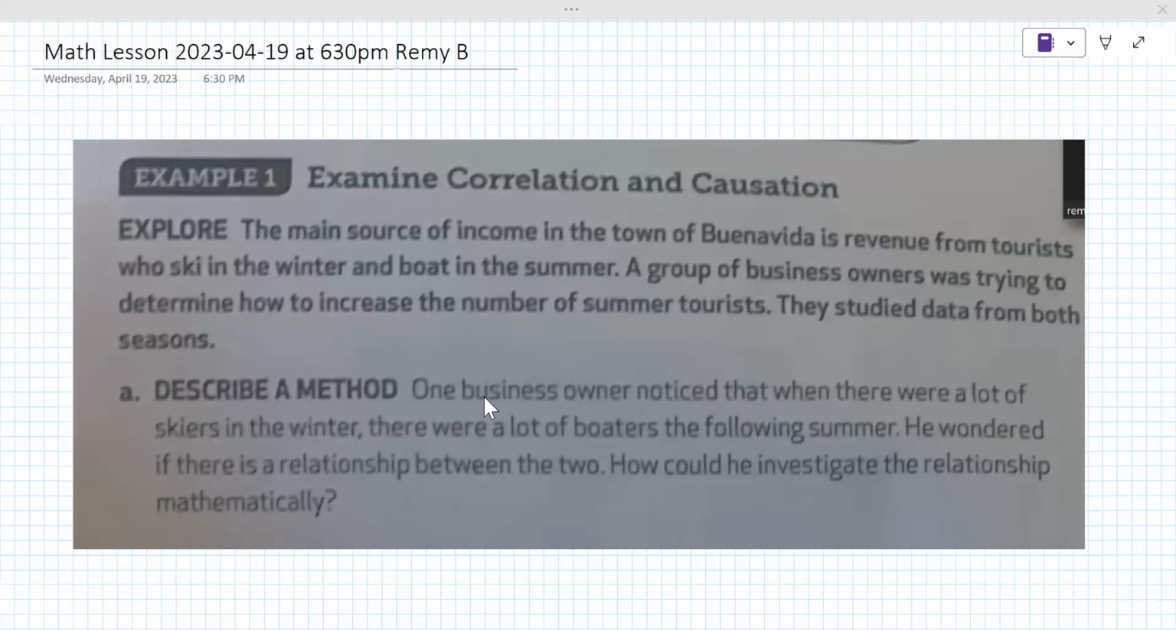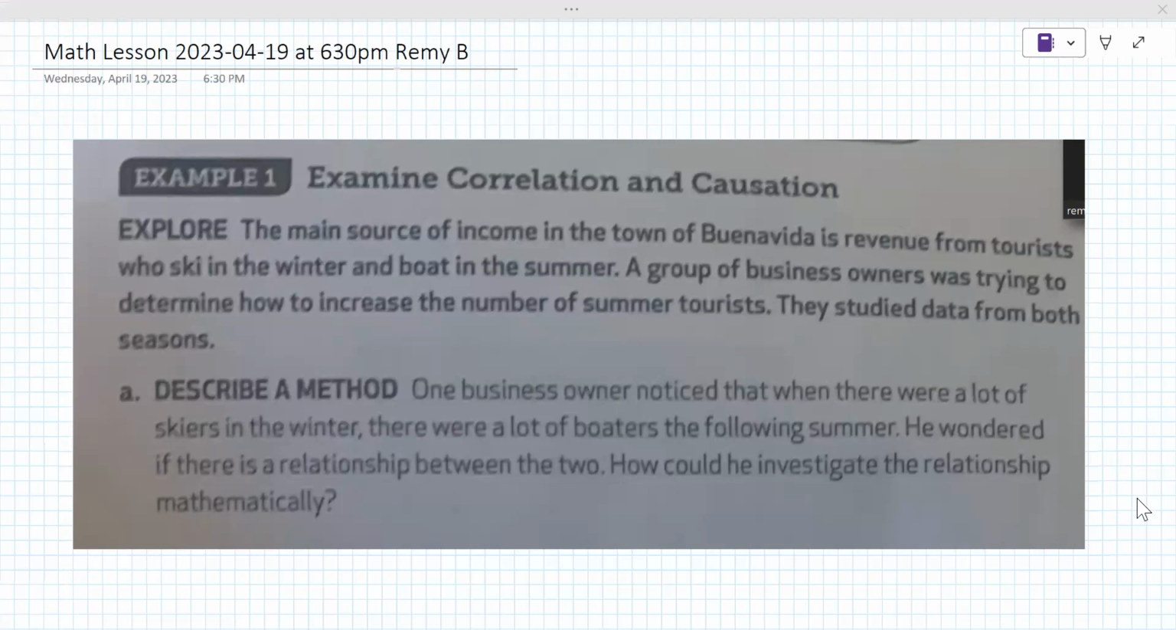One business owner describing a method noticed that when there are a lot of skiers in the winter, there were a lot of boaters the following summer. He wondered if there is a relationship between the two. How could he investigate the relationship mathematically?